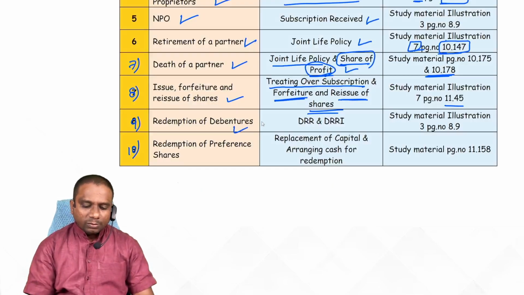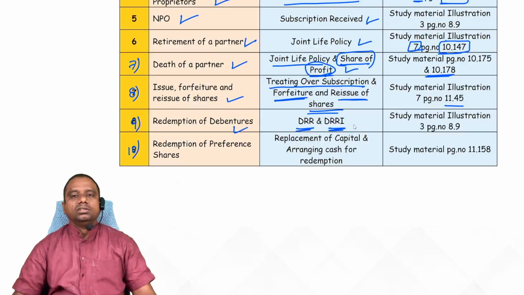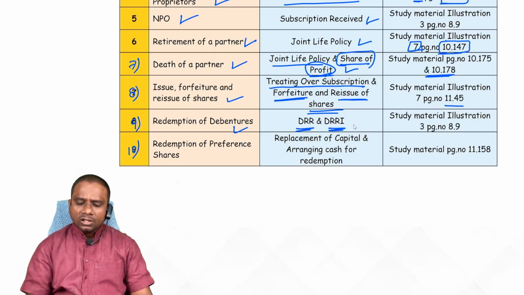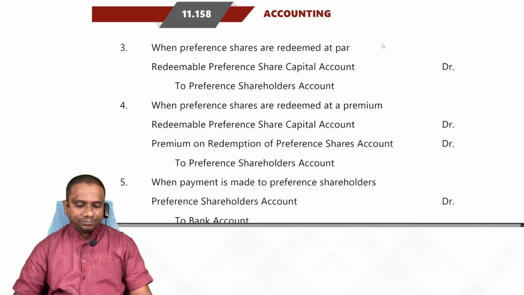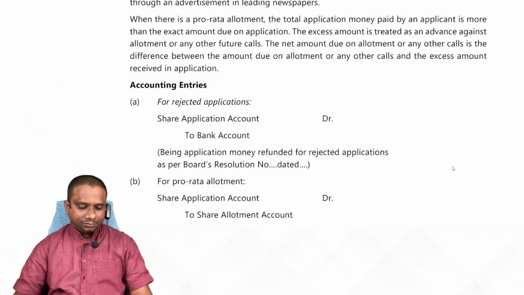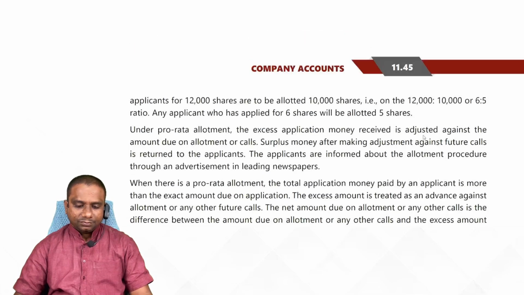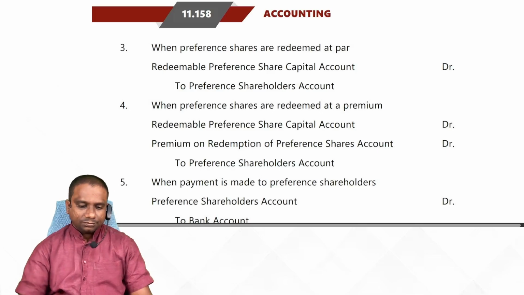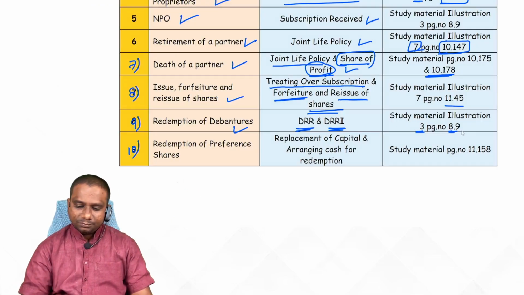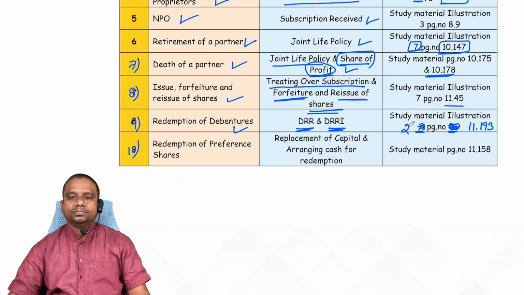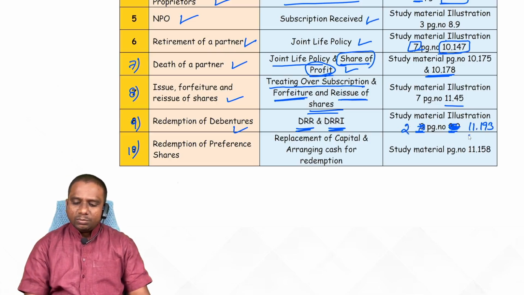Next one, redemption of debentures. Here, some students get a doubt in creation of DRR and creation of DRRI. For that, look at illustration 3, page number 8.9. This is not actually 8.9, students. Okay, just a minute. Yes, page number 11.193, illustration 2, students.